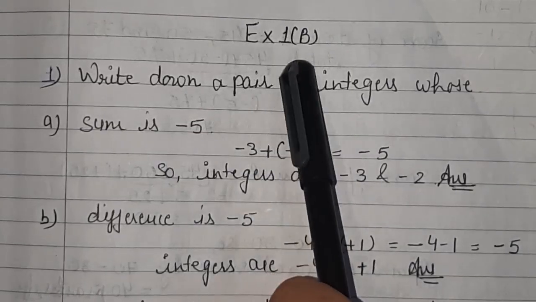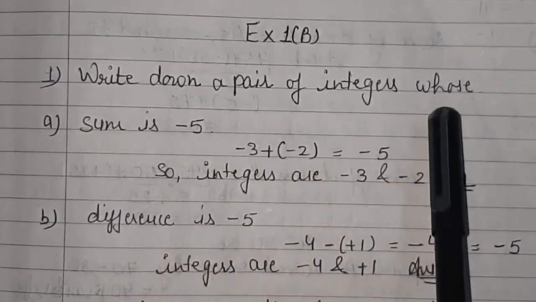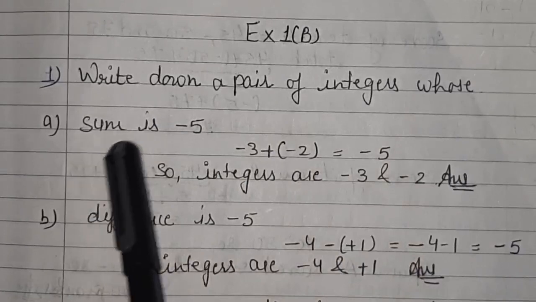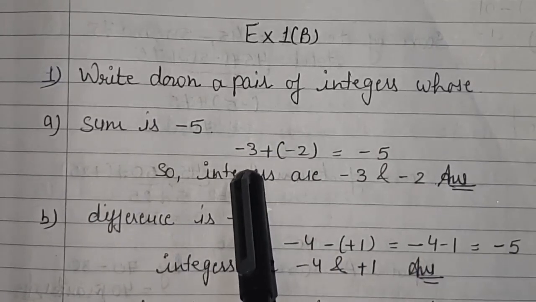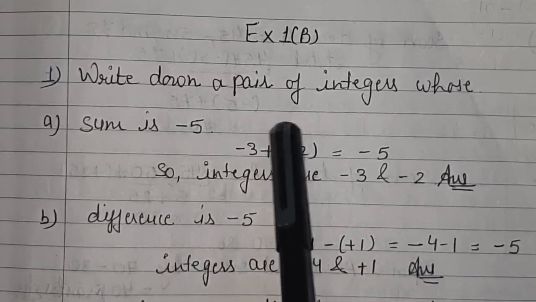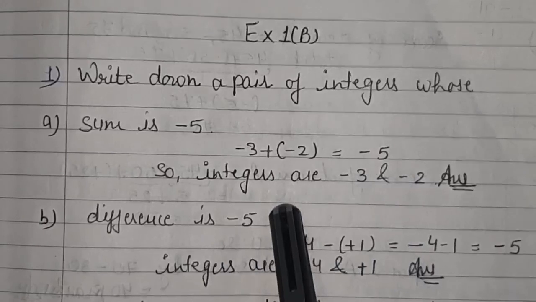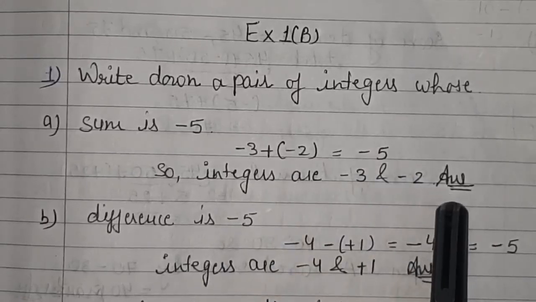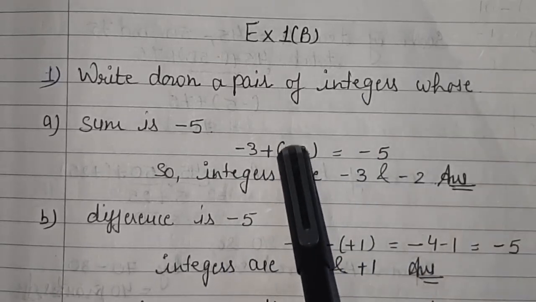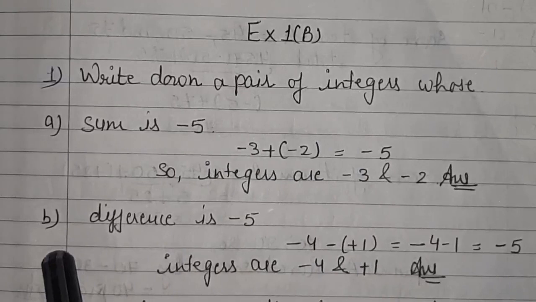Come to exercise 1b, first numerical. Write down a pair of integers whose sum is -5. So I have taken -3 and -2. These two integers' sum is -5. So integers are -3 and -2. This is the answer. There are many solutions of this type of numerical. Right?